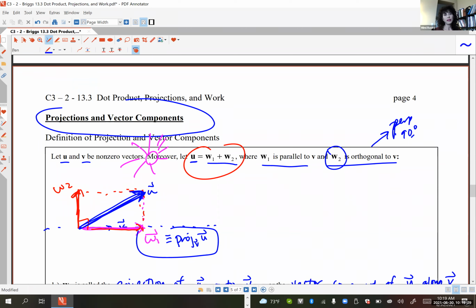Now, our physics brethren do this all the time. Our physics brethren are very interested in resolving a vector, in this case U, into a sum of two other vectors, where those two other vectors are orthogonal with each other. Okay, this is very common in physics. They do it a lot. Why? We're going to do an application today, don't worry.